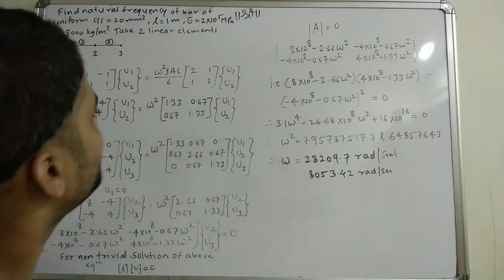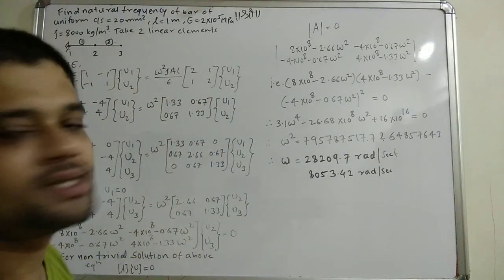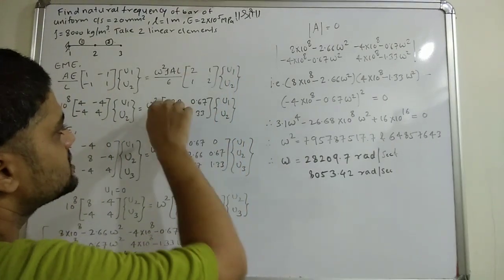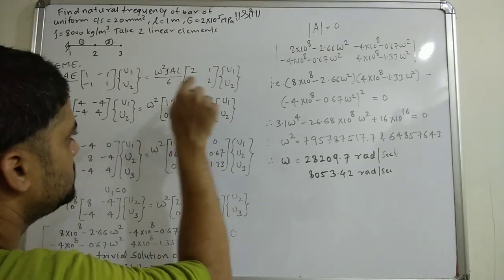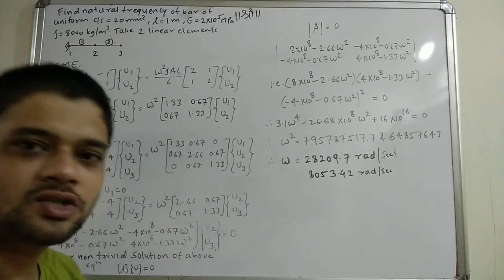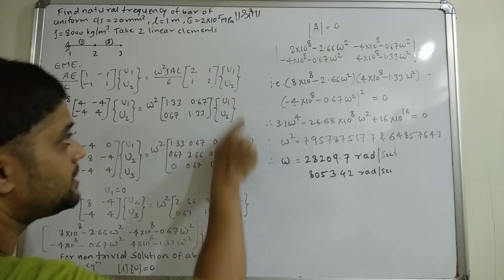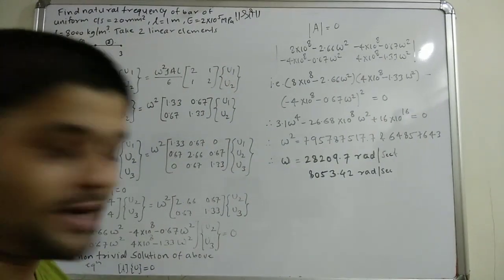Now rho AL by 6 happens to be 0.67. So 2 times 0.67 is 1.33. So I have 1.33, 0.67, 0.67, 1.33. Remember, omega square is common for all, so omega square stays outside, multiplied by the displacement vector matrix.